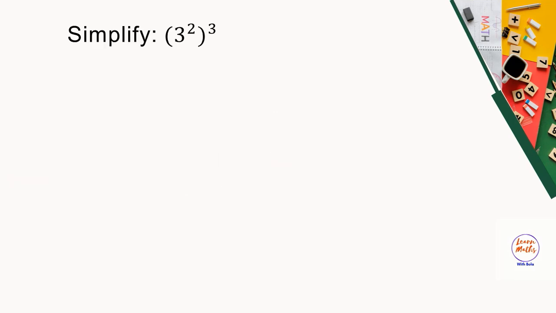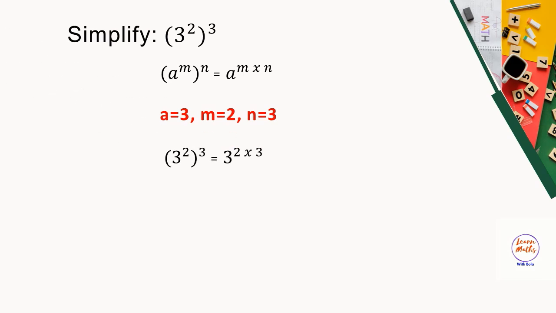The next example says 3 raised to power 2, everything in brackets, raised to power 3. So the law here is the power of power law. The power is raised to another power. So we have a raised to power m, everything in brackets, raised to power n is equal to a raised to power m times n. So our a is 3, our m is 2, n is 3. Let's expand. So this will give us 3 raised to power 2 times 3. Then you have 3 raised to power 6, and that is 729.